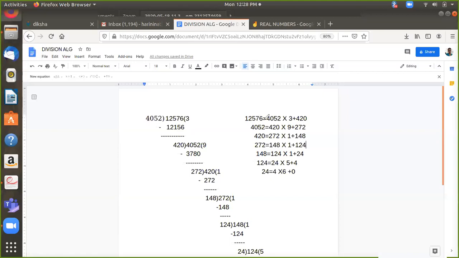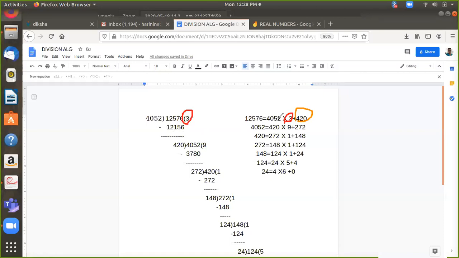So dividend equals the divisor, which is 4052, into some q. This q is what you have to find out. You have found out that it is 3. So that you have inserted here. Always remember, dividend will be equal to divisor. These two are already known to you. Only the quotient you are finding. And after you have found the quotient, see what is remaining after the subtraction is over. That will become your remainder. This is the remainder.